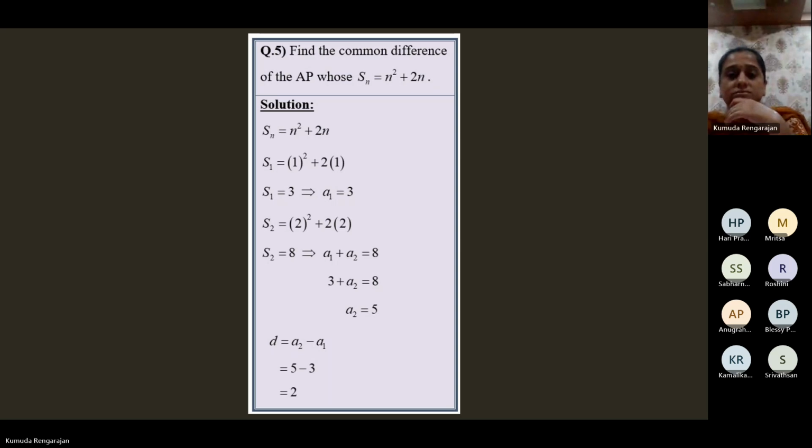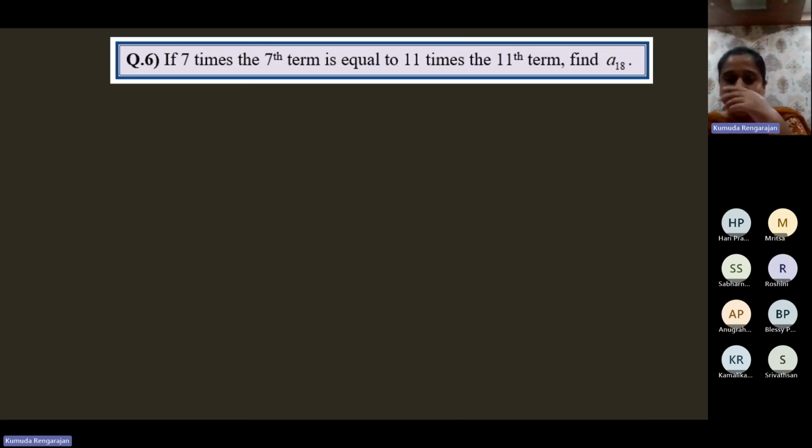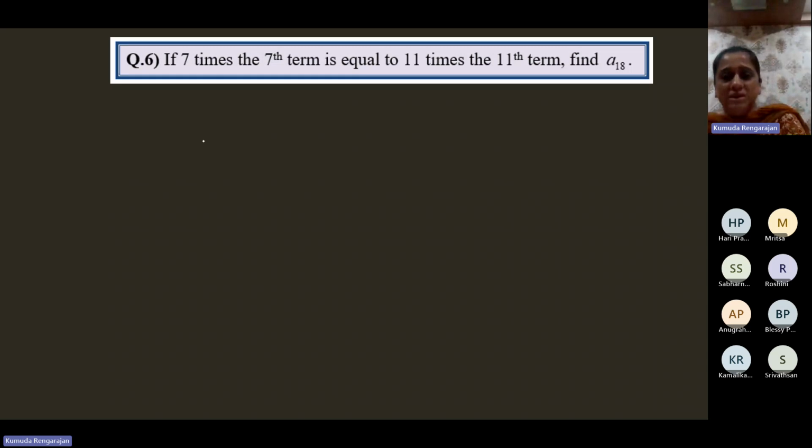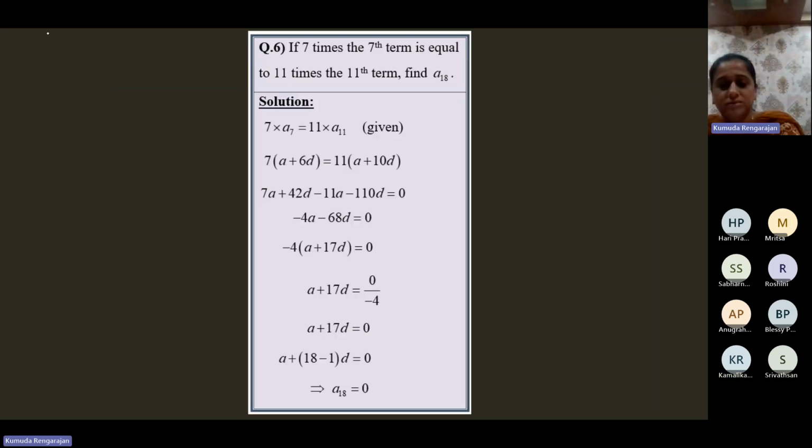All right. Next one. If 7 times the 7th term of an AP is equal to 11 times the 11th term, find A18. So what's the value of A18? 0, ma'am. 0. Okay, correct.